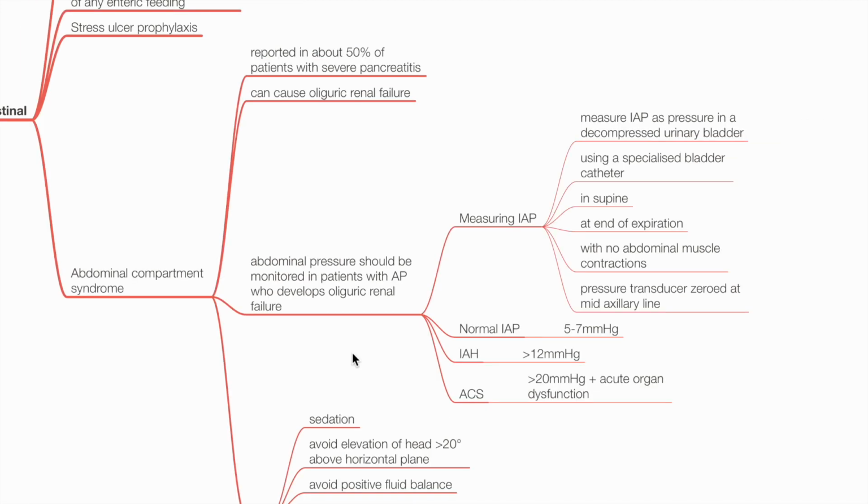ACS is reported in about 50% of patients with severe pancreatitis and can cause oliguric renal failure. Intra-abdominal pressure may be measured using a specialized bladder catheter in a decompressed urinary bladder in the supine position at the end of expiration with no abdominal muscle contractions, and the pressure transducer is zeroed at the mid-axillary line. Normal IAP is 5 to 7 mmHg. Intra-abdominal hypertension is IAP more than 12 mmHg, and ACS is IAP more than 20 mmHg with acute organ dysfunction.